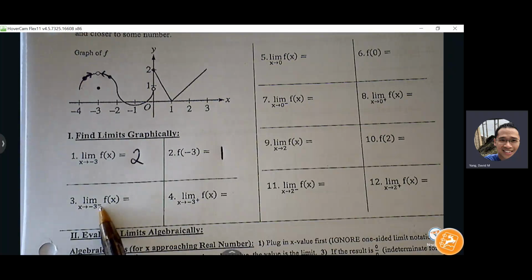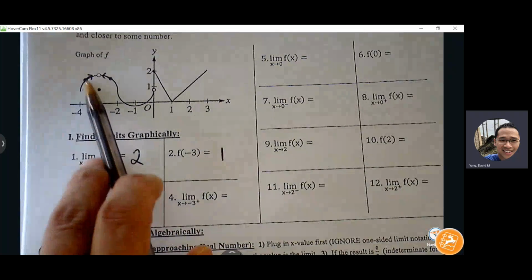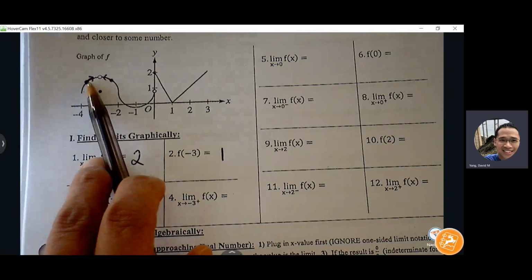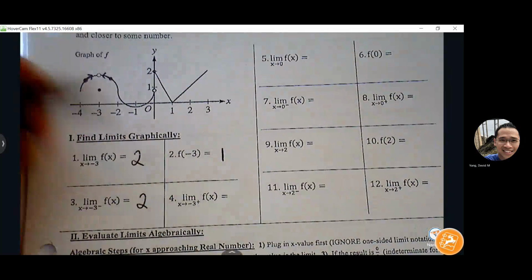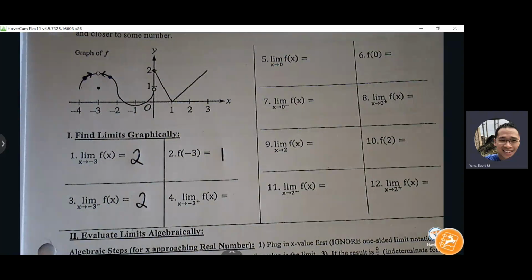We're just looking from the left side of -3. So basically, I'm just looking to follow that arrow, right? So where is this arrow headed? 2. So it's just a one-sided limit. It only cares about where the graph is headed from that side.